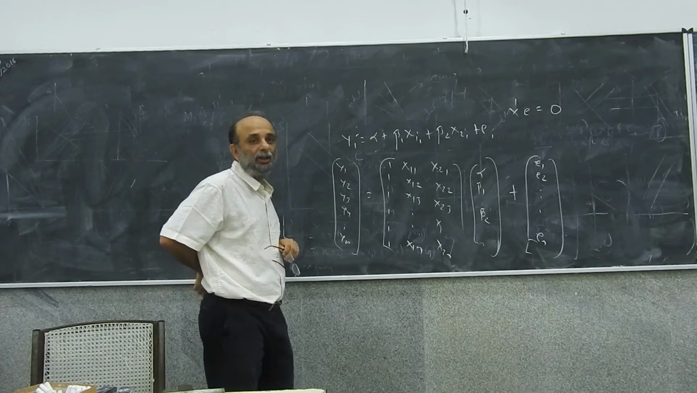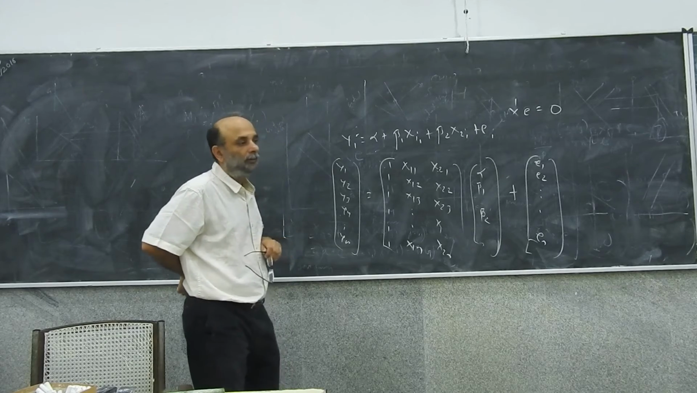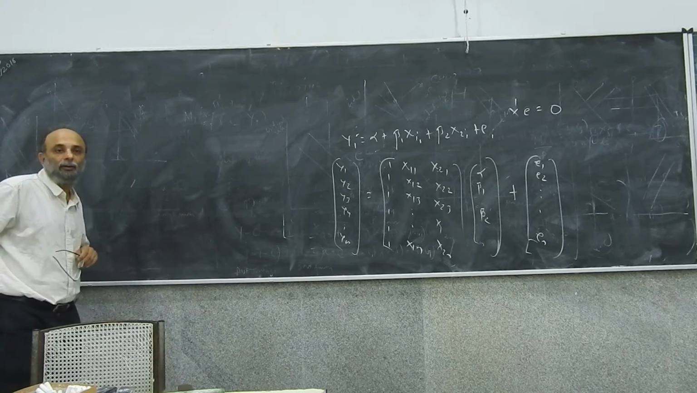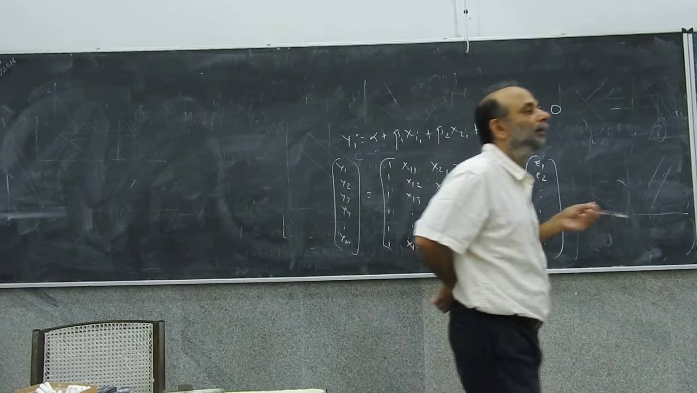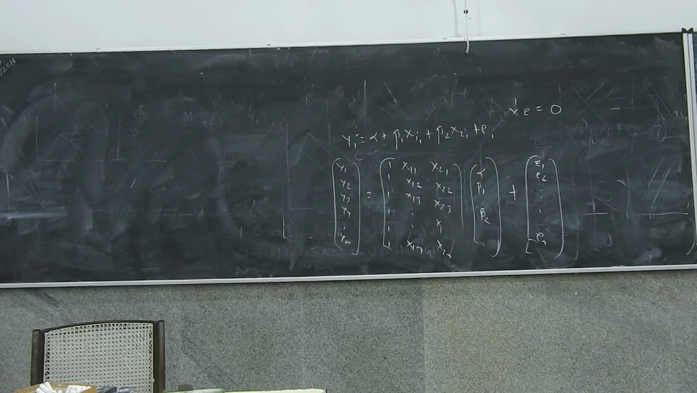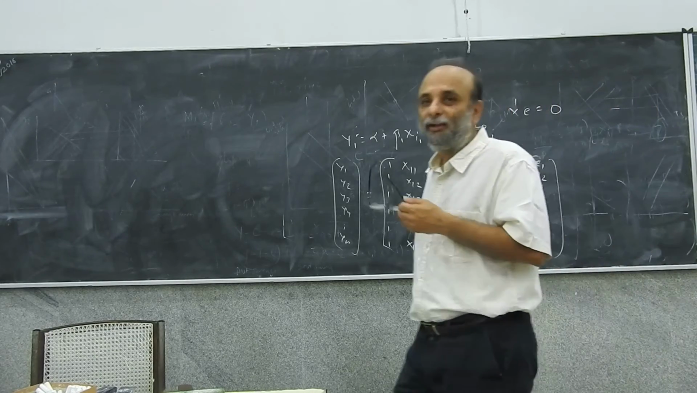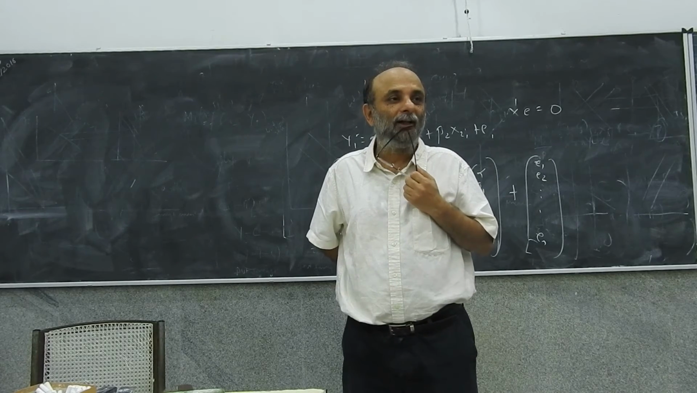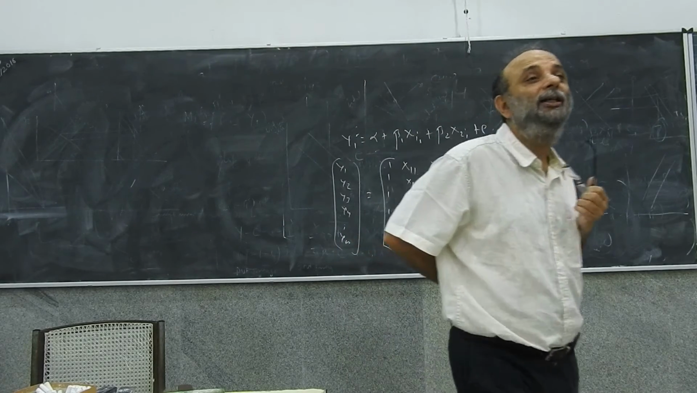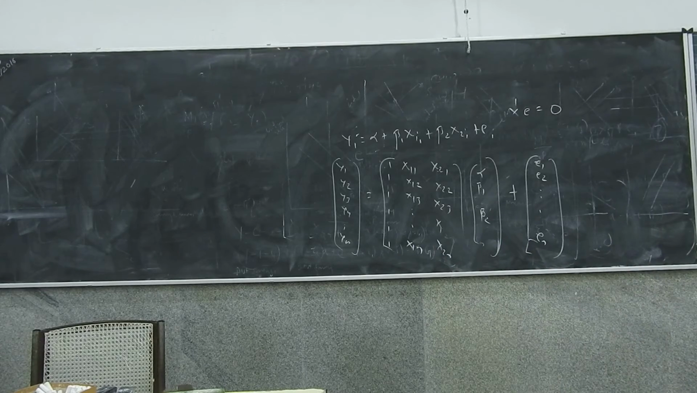So what will be x dash now? Will somebody volunteer to tell me what those equations will be? Try to tell me what the three equations will be.